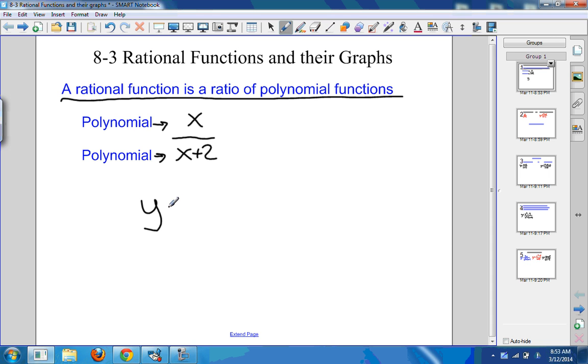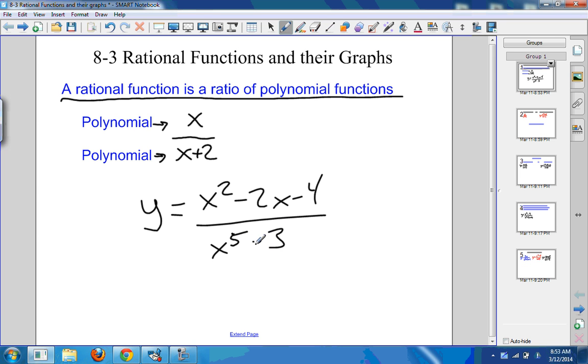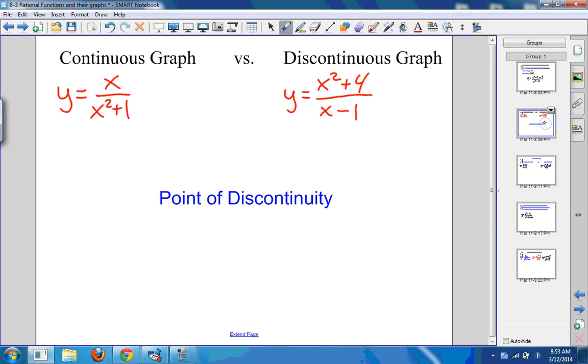We could have something a lot more complicated if we want to. We could say x squared plus 2x minus 4 over, say, x to the 5th minus 3. Really complicated stuff. But basically we have a variable on top and a variable on the bottom is what we're looking at. So we're going to learn a lot of different vocabulary in this lesson. So pay attention closely to that.